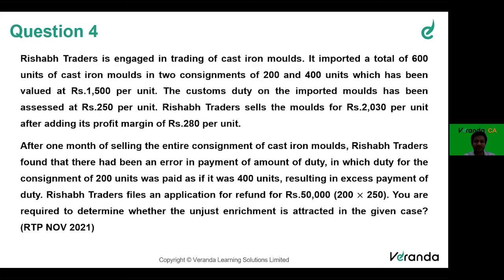unjust enrichment is basically, see, enrichment, unjust enrichment. See the wordings, that you are unjustly enriched here. So basically, you should not get dual benefit because it is unjust, right? Because this 250 rupees per unit you paid extra for 200 units, that cost, if you recover from your customer, so your costing is recovered, and then you say I want refund also, so you're getting dual benefit from the government, right?